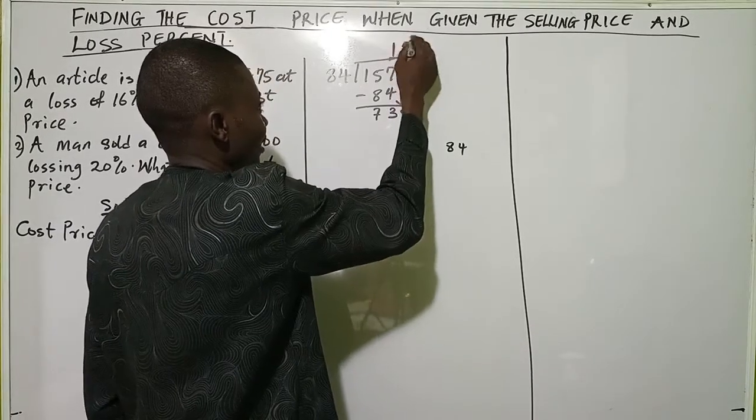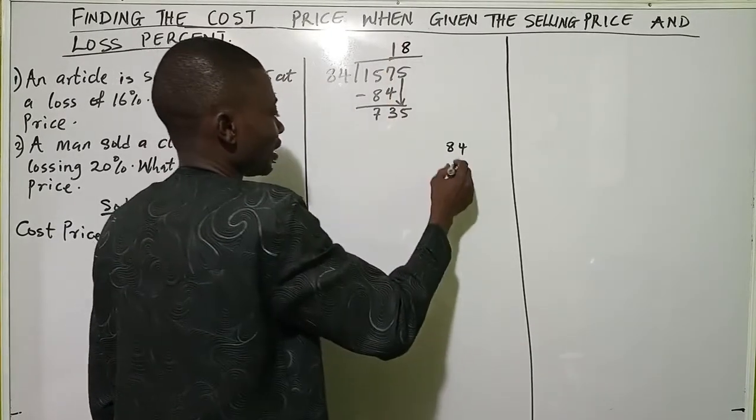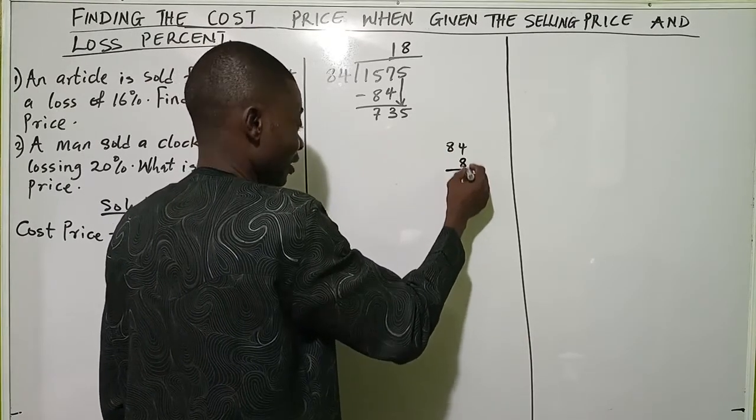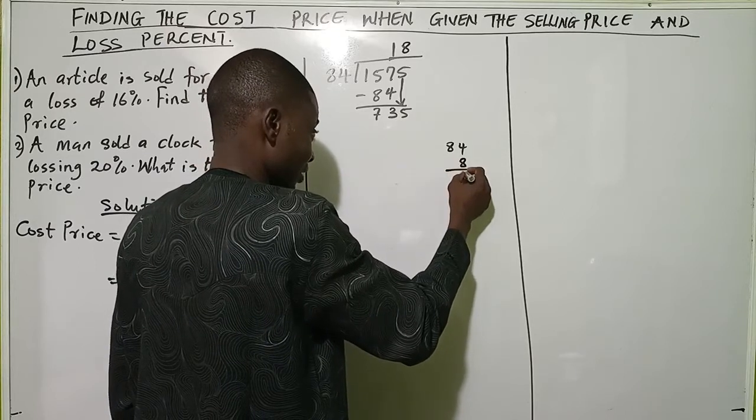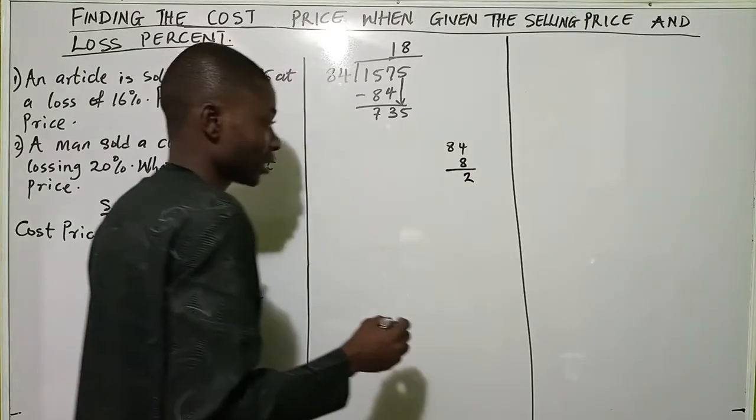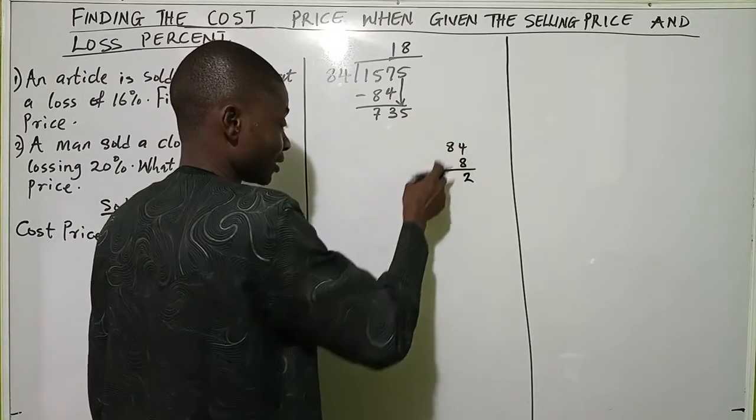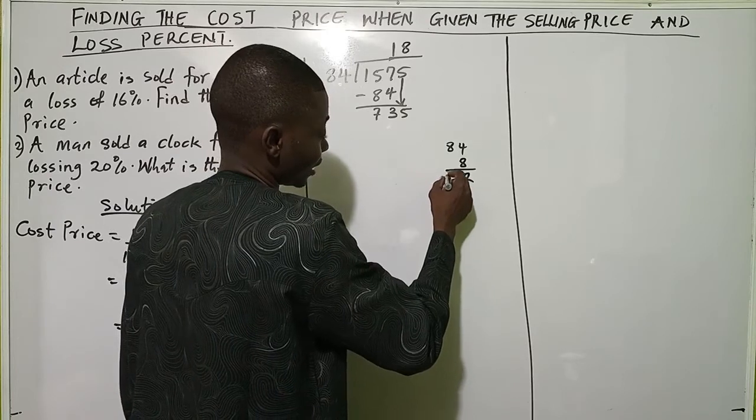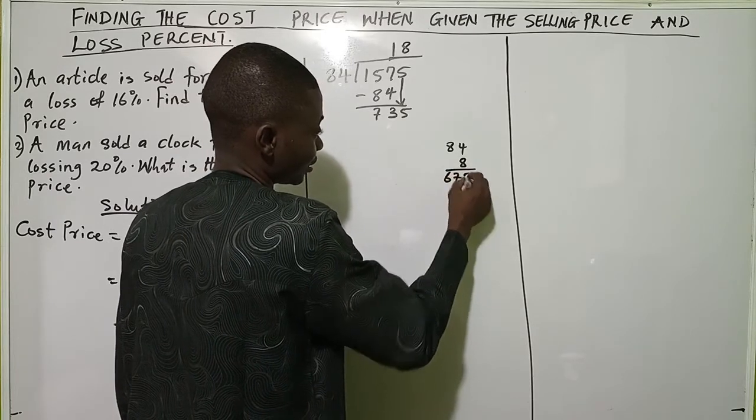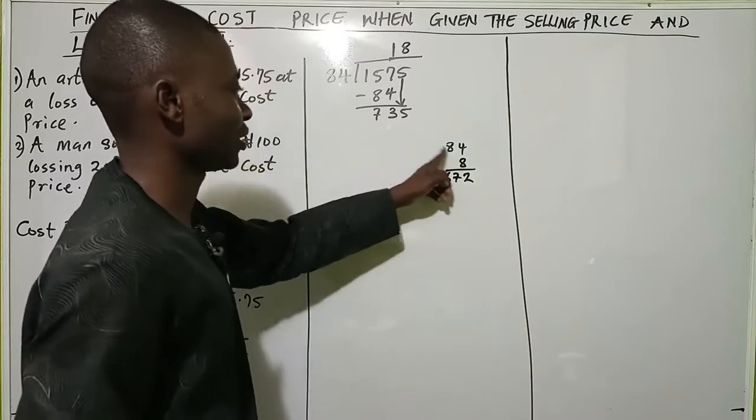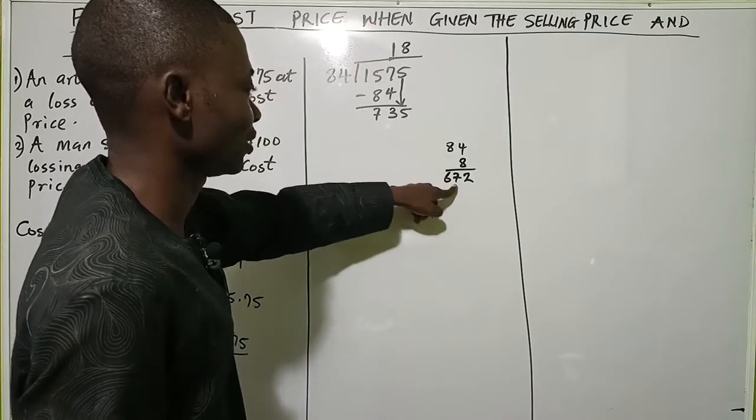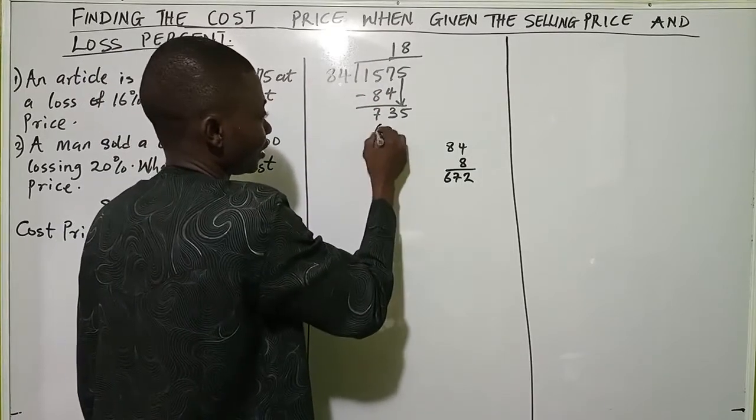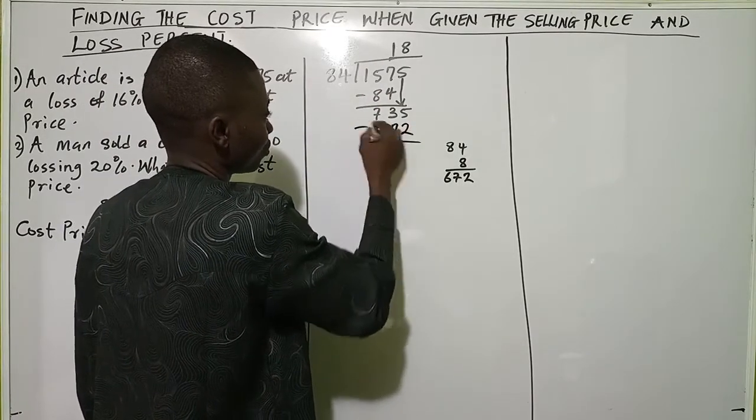It is actually 8. 8 times 84. Let's multiply this. 8 times 4 is 32. We write down 2. 8 times 8 is 64, plus 3, that is 67. Okay, so 8 times 84 is 672.